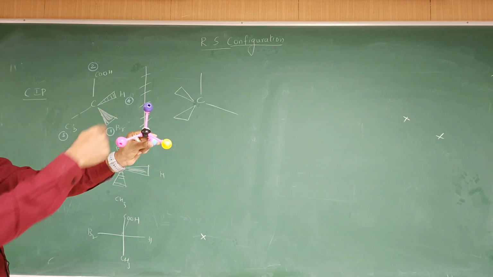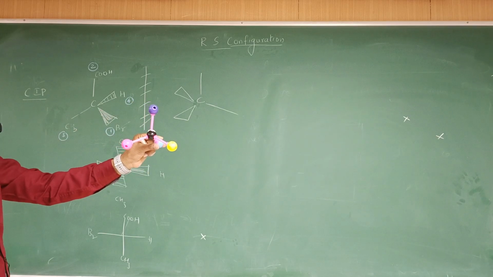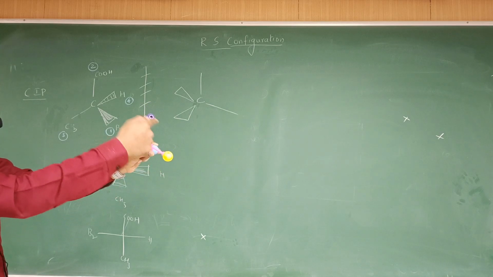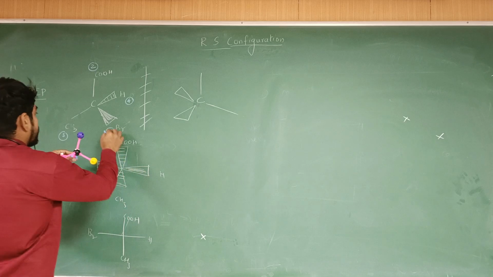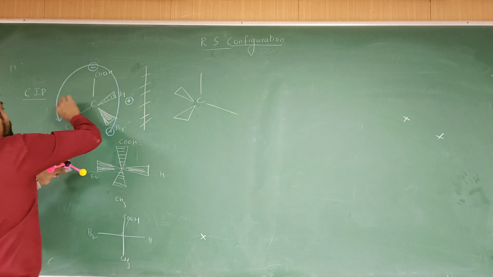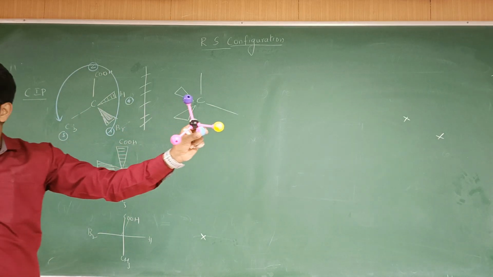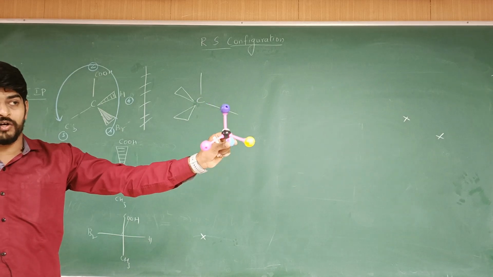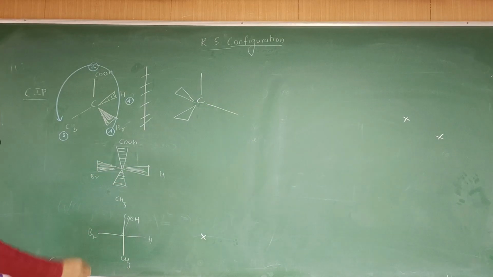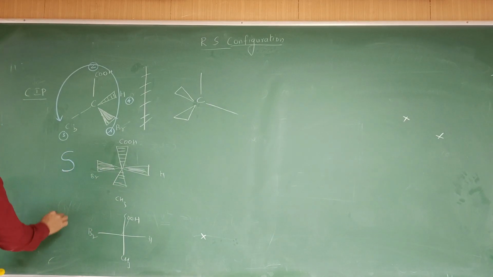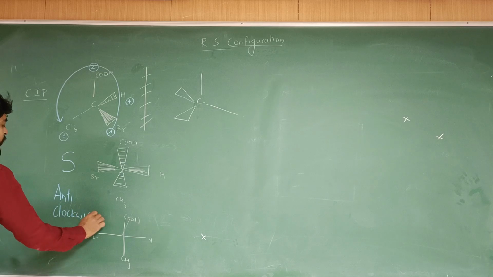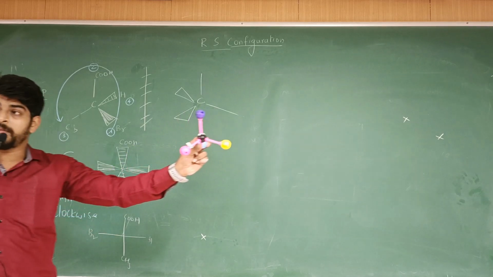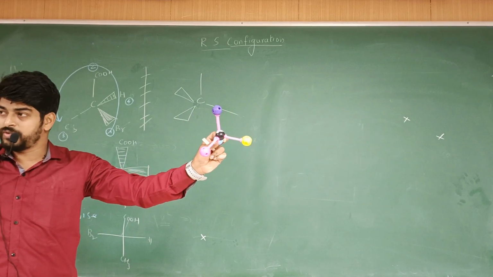Now 1, 2, 3 are in which direction? Clockwise or anti-clockwise? Like this. So 1, 2, 3 are like this, which is anti-clockwise. If it is anti-clockwise, assign the configuration as S. S means anti-clockwise. What are you looking at anti-clockwise? The orientation of the remaining 3 groups is anti-clockwise.